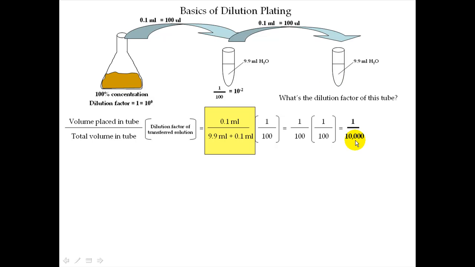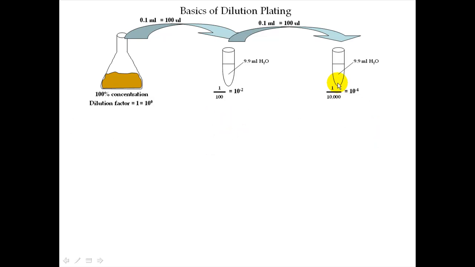Again, there are different ways of saying 1 to 10,000 dilution. That's the same thing as 1/10 to the 4, which is the same thing as 10 to the minus 4. So again, all of this is the same way of saying what the dilution factor of this sample is. It's 1 to 10,000. Then after you have your dilutions made, these are what you end up plating.